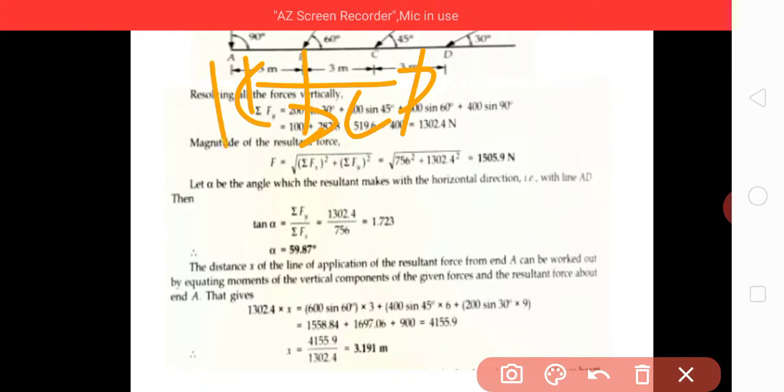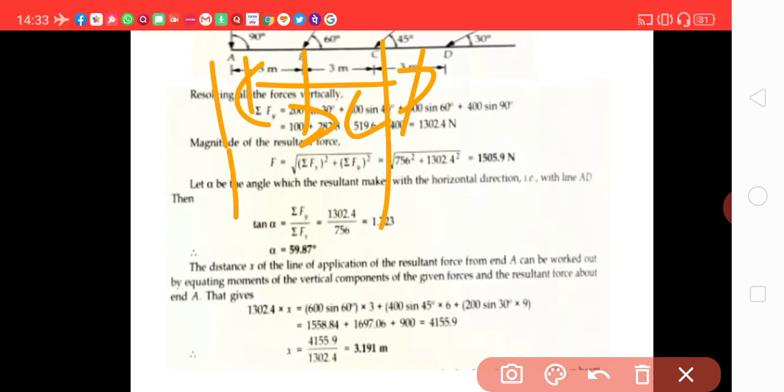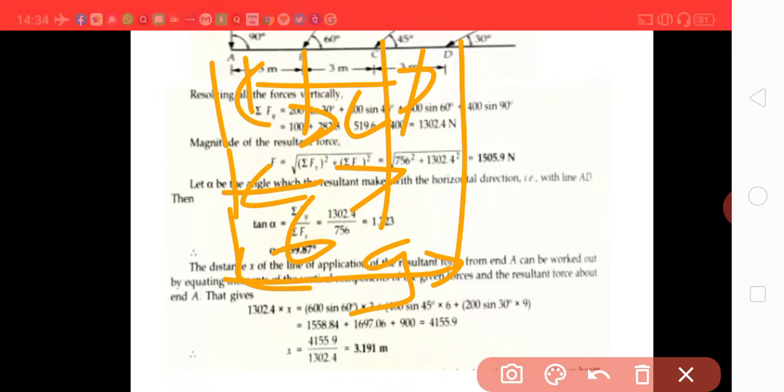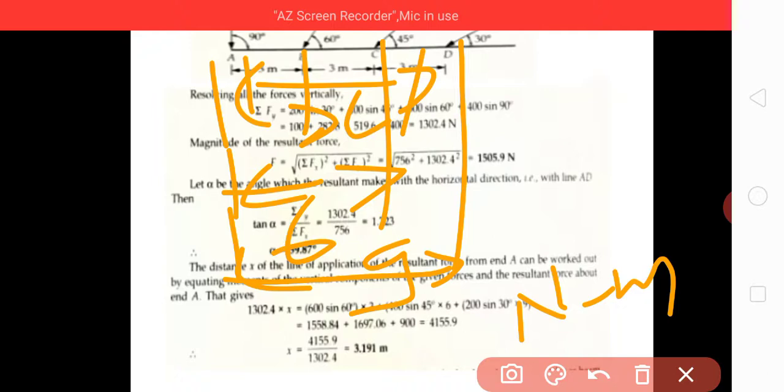This distance is 3. Then 400 sin 45 into 6. This distance is 6. Then 200 sin 30 into 9. This distance is 9. And the total comes out to 4155.9 Newton meter. This is Newton meter. Okay. Then X will be 4155.9 upon 1302.4, that is 3.191.